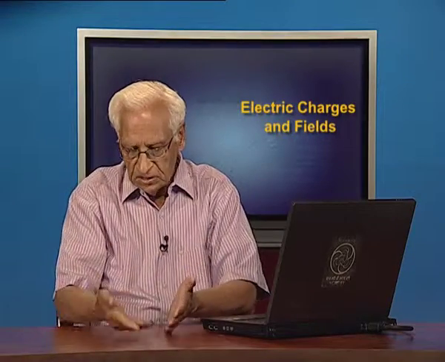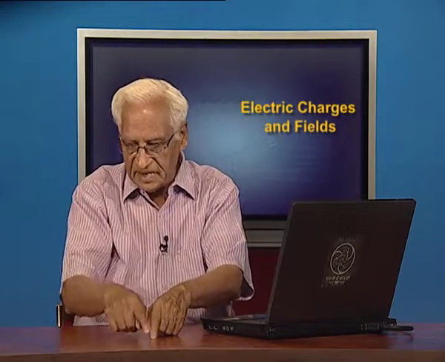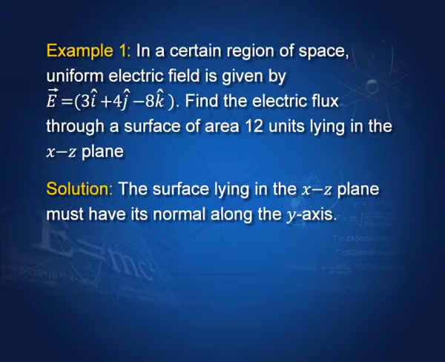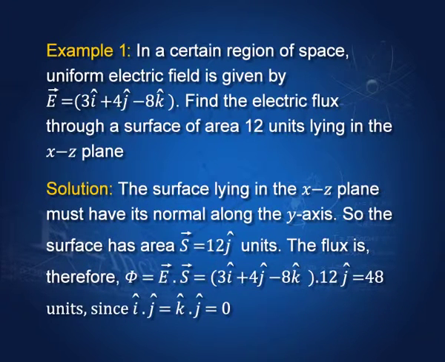So, if I choose x, y and z, then the plane is x z plane. That means the normal to this plane is along the y axis. So, the surface lying in the x z plane must have its normal along the y axis. So, the surface has area S equal to 12 j cap units. Remember, the surface area is a vector and the direction of this vector is normal to the surface, which is j cap. So, surface area is equal to 12 j cap, and now I find E dot S.